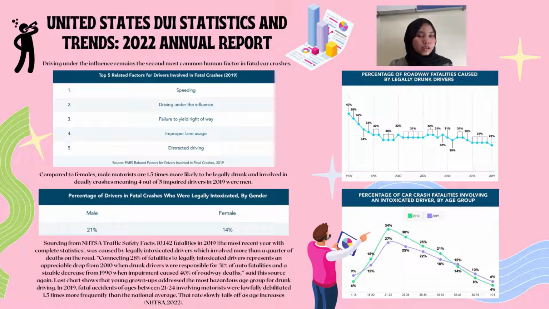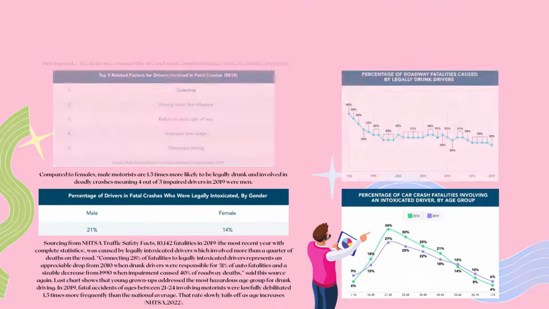The next chart shows that young adults were identified as the most hazardous age group for drunk driving. However, that rate slowly tails off as age increases. Compared to females, male motorists are 1.5 times more likely to be legally drunk and involved in car crashes.